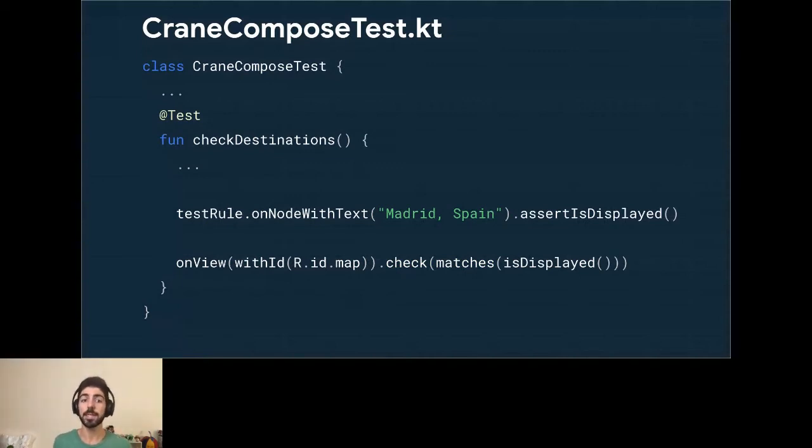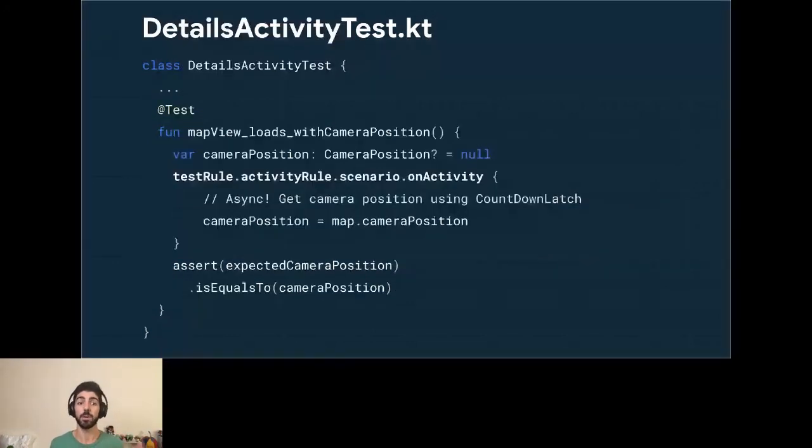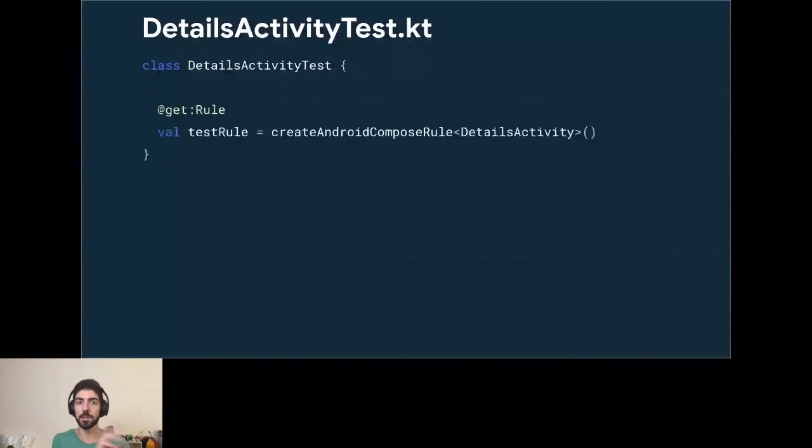So for example, in this test, we are checking that the camera position that we moved before is at the right spot. So here in the onActivity callback, we can check what is the camera position where we are at, and then after that, we can assert that the camera position is at the right place. So for this, as I was saying, you need to use the create Android compose rule instead of the create compose rule. So you need the extra Android word there.